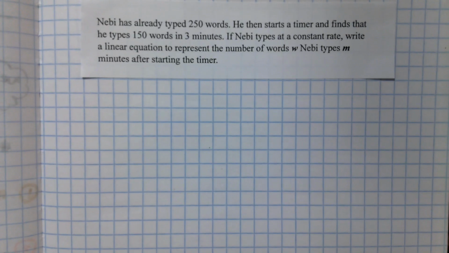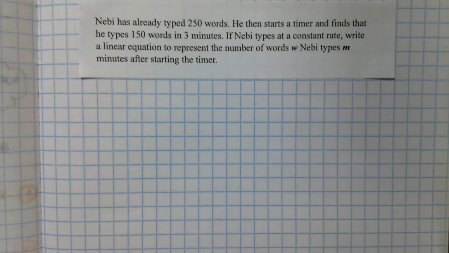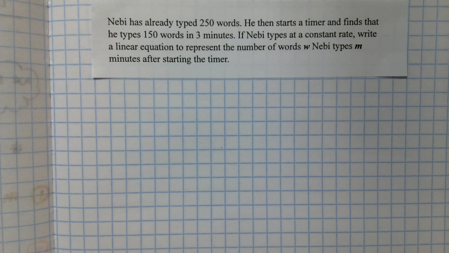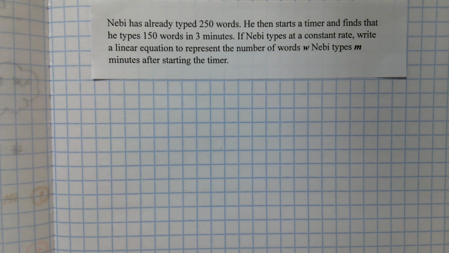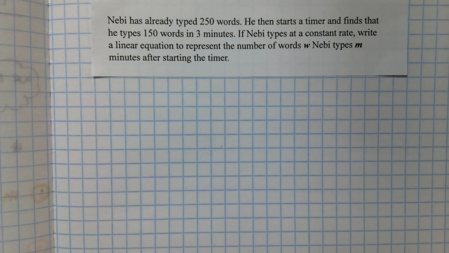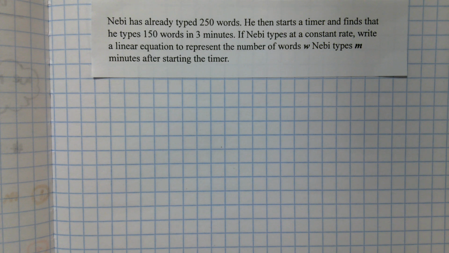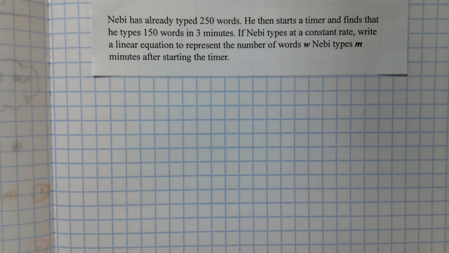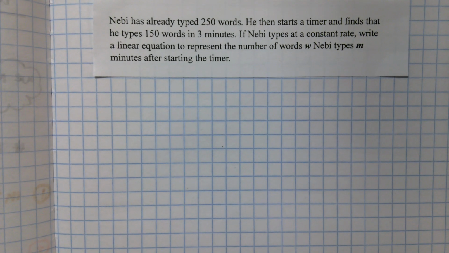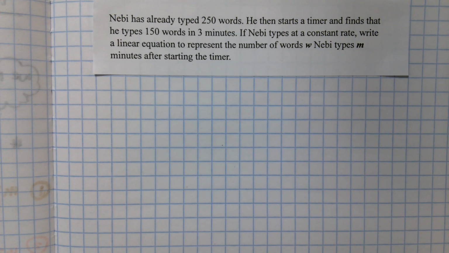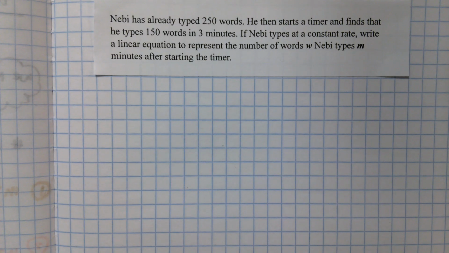All right, everyone got that glued in now? Sounds like it. Okay. So this problem is from the book. It says Nebi has already typed 250 words. He then starts a timer and finds that he types 150 words in 3 minutes. Assuming Nebi types at a constant rate, write a linear equation to represent the number of words, W, that Nebi types m minutes after starting the timer.